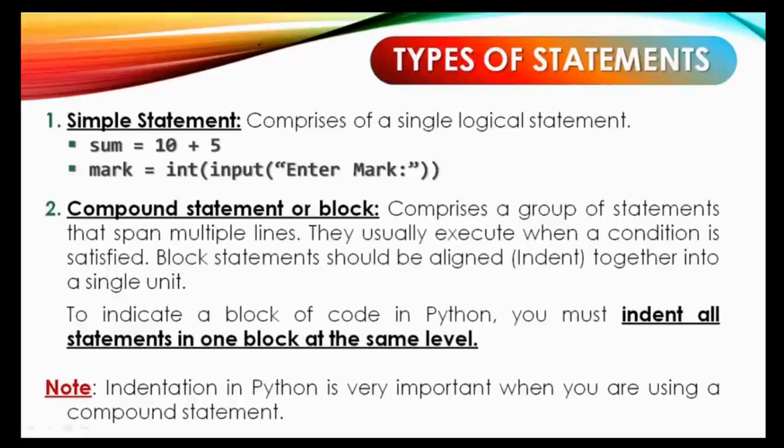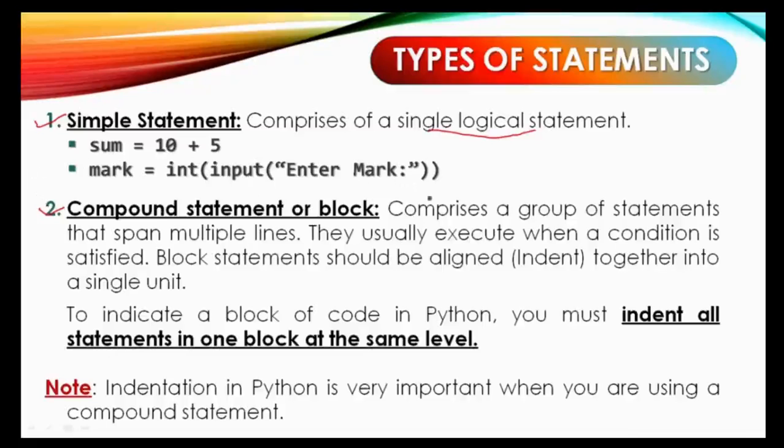Different types of statements. Mainly there are two types of statements in Python: simple statement and compound statement. A simple statement comprises a single logical statement. Only a single statement will be there. Two examples are given here: sum = x + y, and the next example is mark = int(input("Enter mark")). All the programs we discussed in the earlier classes consist of single statements.